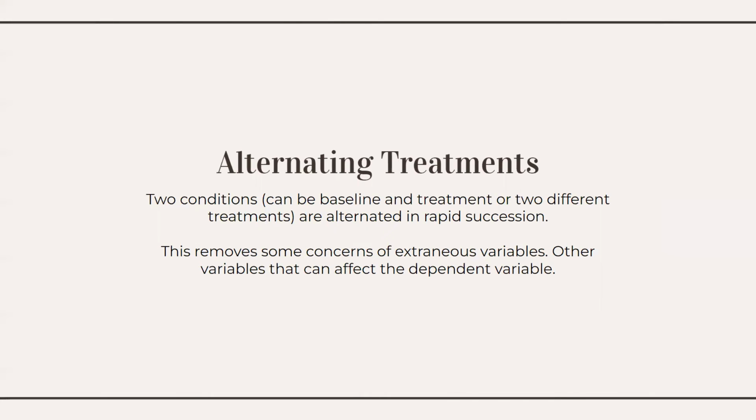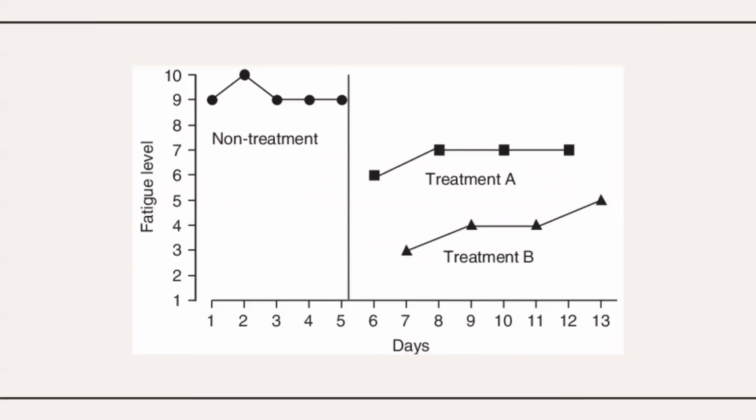Alternating treatments, on the other hand, there are 2 conditions that are alternated in rapid succession. This can be a baseline and treatment that are alternated, or 2 different treatments. This removes some concerns of extraneous variables, or other variables that can affect a dependent variable, such as time of day or something that is out of the researcher's control. Here is an example of an alternating treatments graph. There is one session of non-treatment, and then there's a quick alternating between treatment A and treatment B.